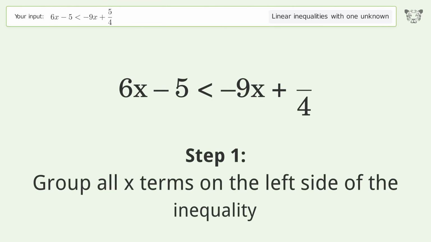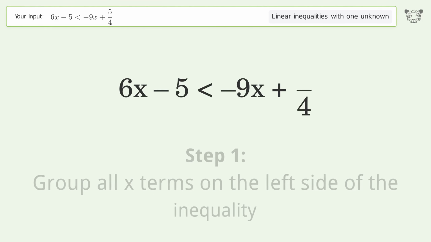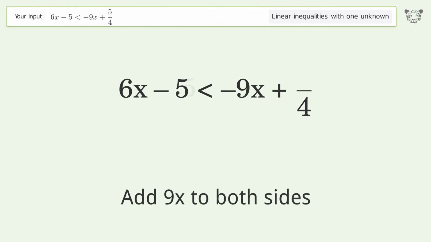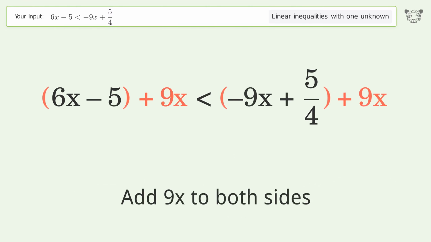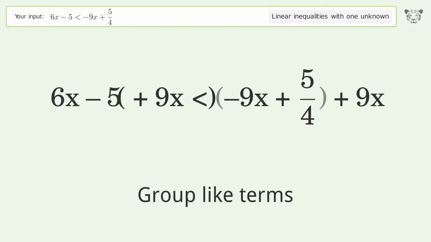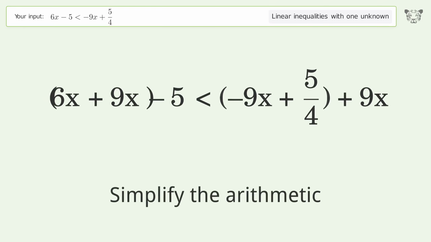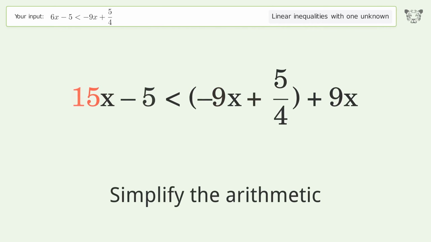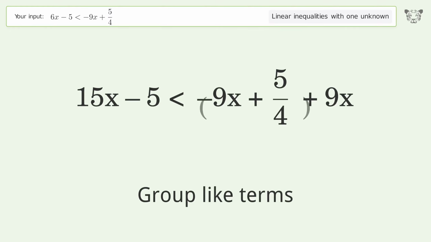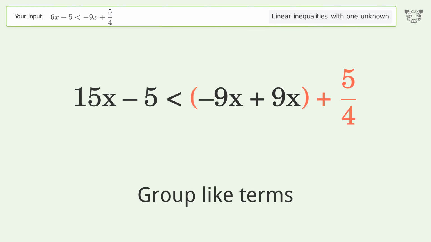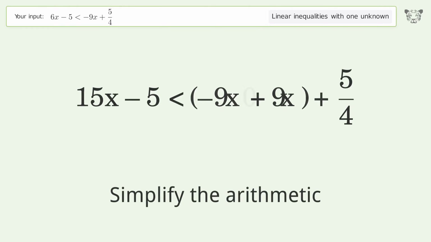Group all x terms on the left side of the inequality. Add 9x to both sides. Group like terms. Simplify the arithmetic. Group like terms. Simplify the arithmetic.